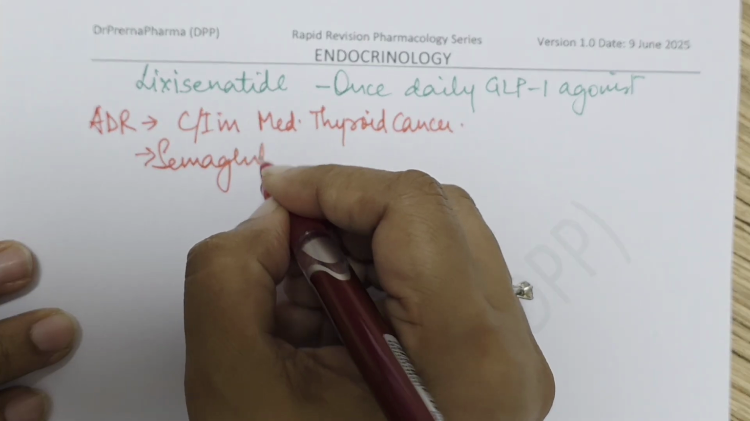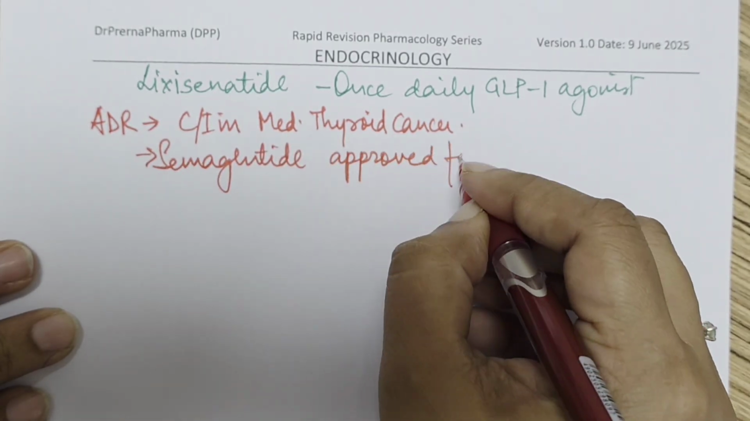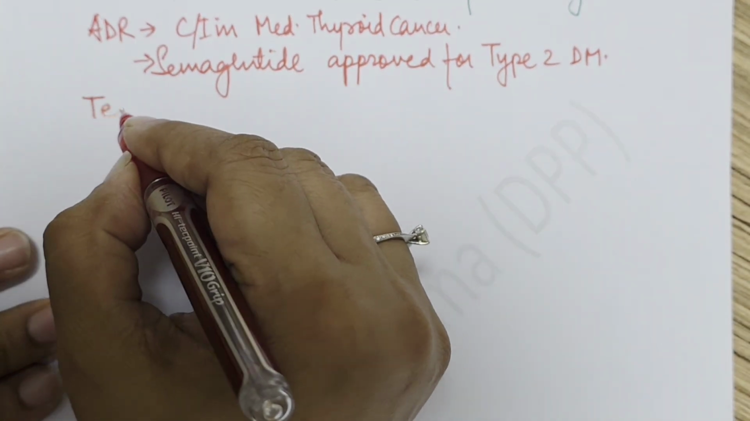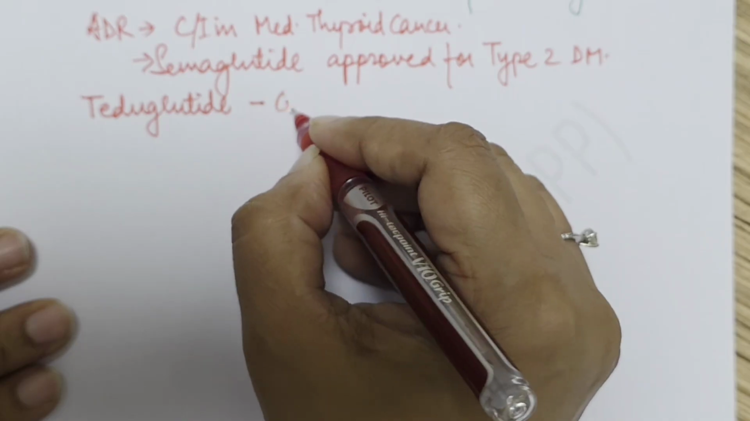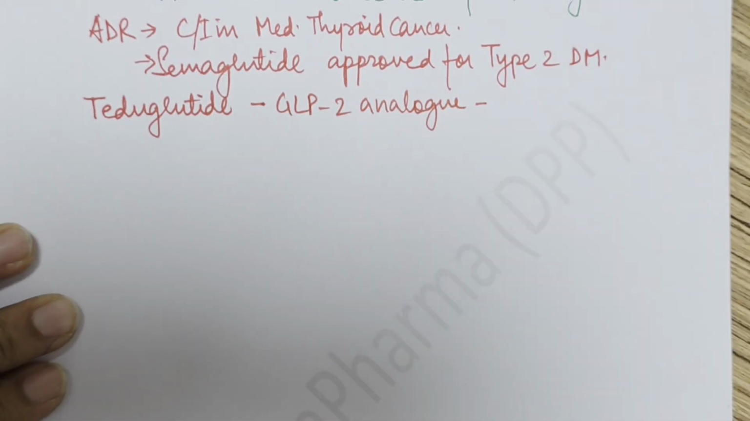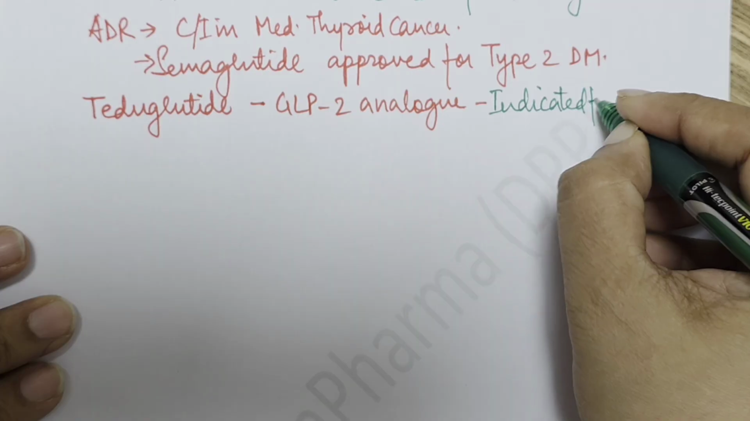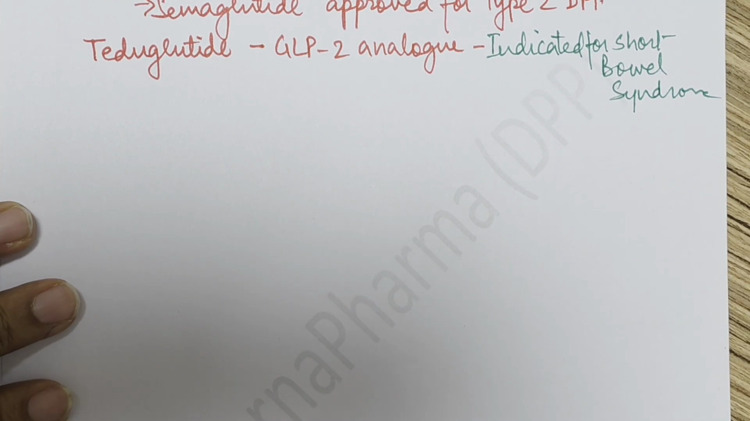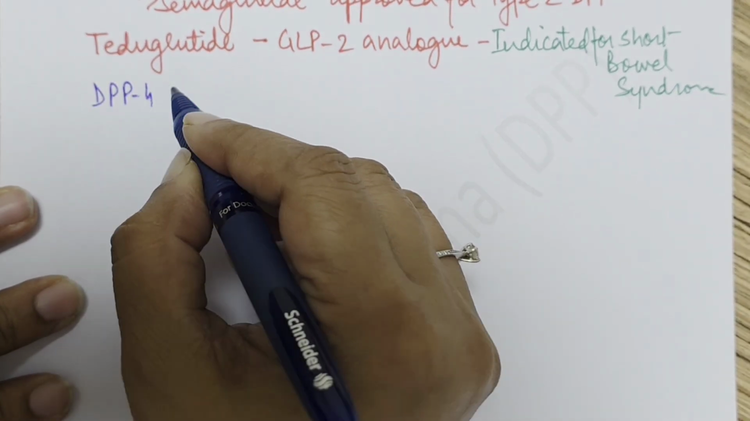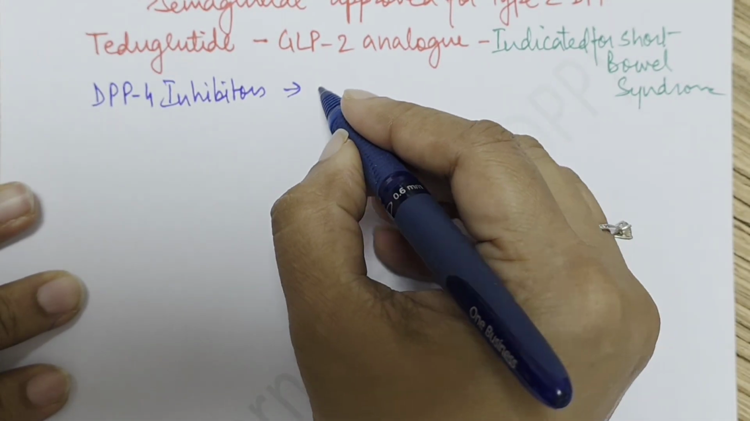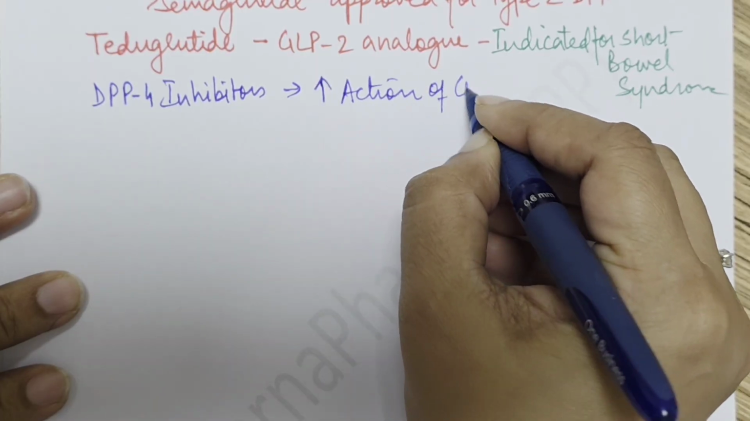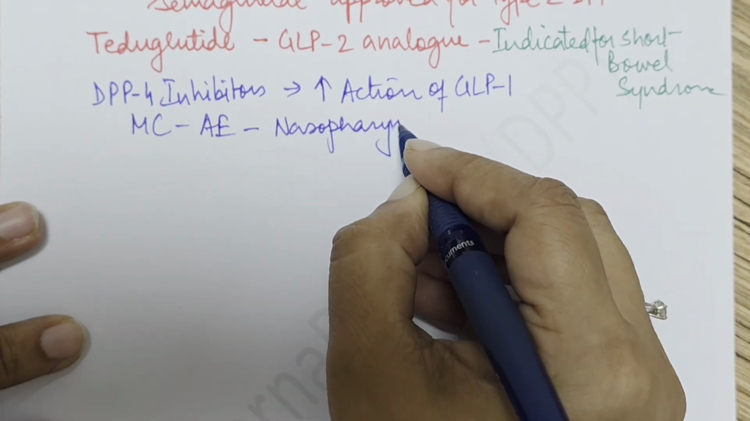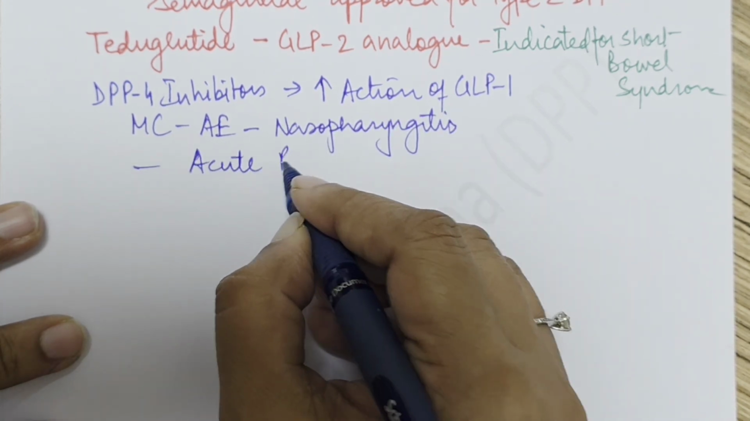Then another drug is there, semaglutide. Semaglutide is basically approved for type 2 diabetes mellitus, right? Then there is another drug, teduglutide. Teduglutide is a GLP-2 analog, and this drug is indicated for short bowel syndrome patients. Okay. Then DPP4 inhibitors. Now what are these DPP4 inhibitors? They basically increase the action of GLP-1. The most common adverse effect which is seen with these is nasopharyngitis, and they also cause acute pancreatitis.